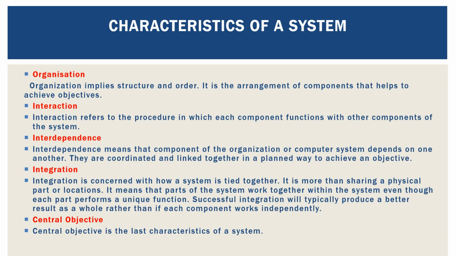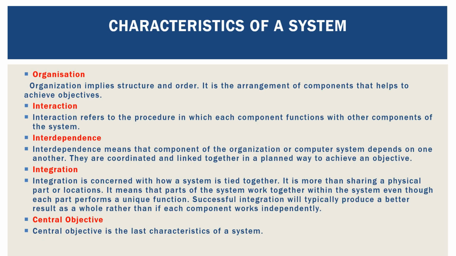The first characteristic of a system is organization, which implies structure and order. So we talk of components, we talk of objects, we talk of entities. Those are structured in a particular plan or scheme, and that's what we call organization. That's the first characteristic of a system. Then we also have interaction.